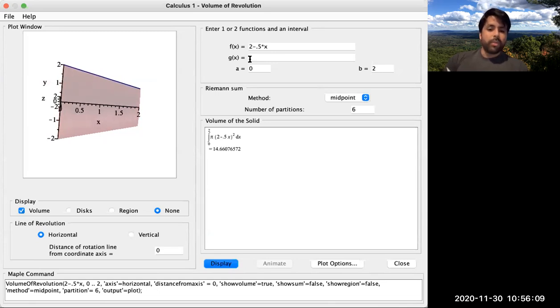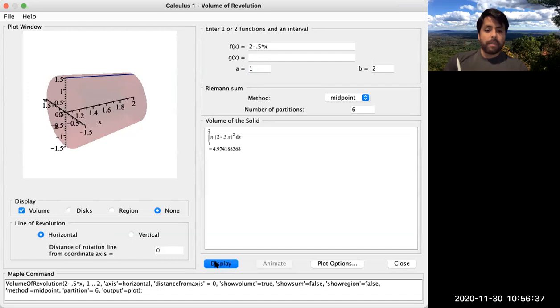But we only want between 1 and 2, correct? So I'm going to change these bounds here from 1 to 2. Remember that a represents the lower integration bound, and b represents the upper integration bound. So I'm going from 1 to 2. And then it says here the line of revolution, right? The distance of rotation from the axis, when it's the horizontal axis, which is the x-axis, equals 0.